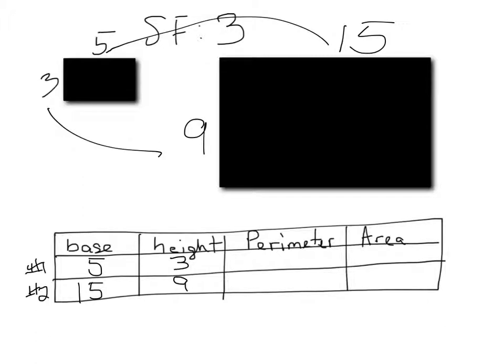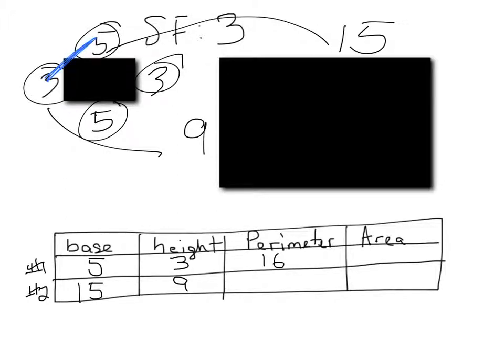As we look at what the perimeter is, well, let's add up all the sides. Let's fill this in, 5 and 3. So 5 plus 5 is 10, plus 3 is 13, plus 3 is 16 for the perimeter. And then I know that just to find out what the area is, 3 times 5, so 15.